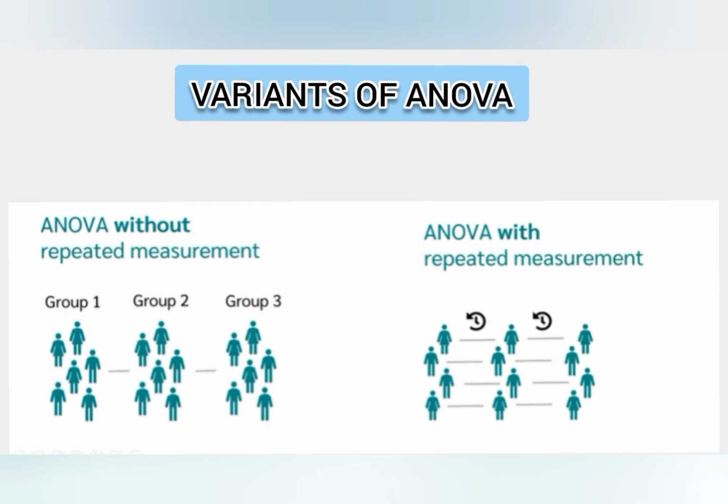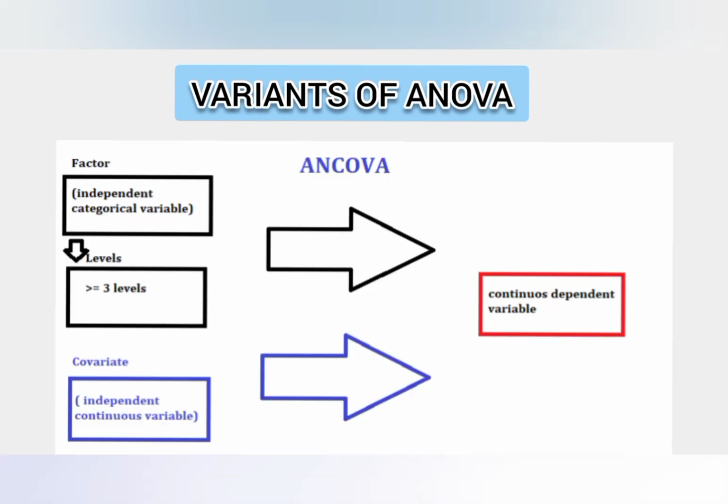If we want to compare 3 or more group means when the subjects are the same in each group, we use ANOVA with repeated measures. ANCOVA is analysis of covariance. The C refers to covariance.